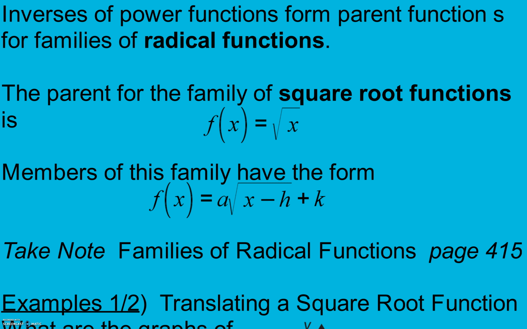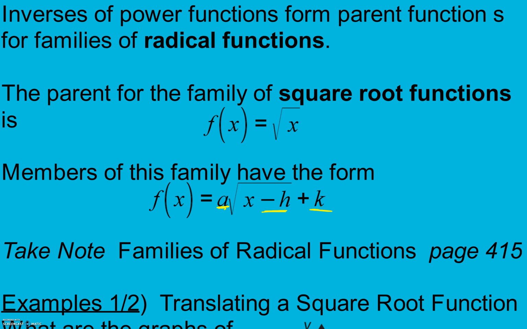Very comparable here, guys, to what we did with absolute values, quadratics, and other polynomials, as far as our parent function goes. Stretch or compression, horizontal, and vertical changes. If you look at the Take Note on page 415, it talks about our families of radical functions here. So it has our parent functions for square root and then for any radical.